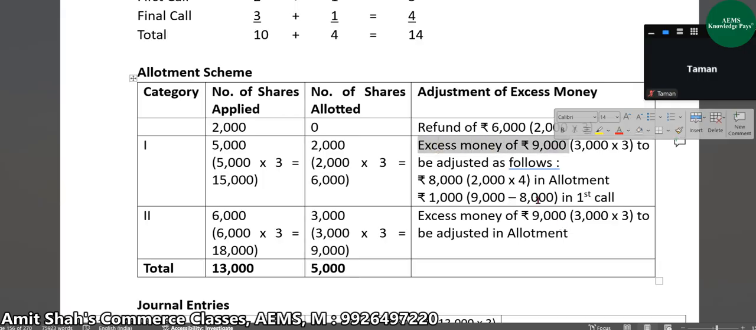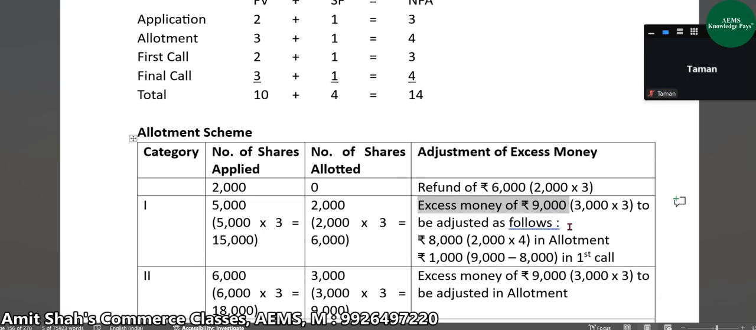See, this excess money we have received where? In which form have we received this excess money? Have we received it as application, allotment, first call or final call? I'm asking you. Why do we have excess money?